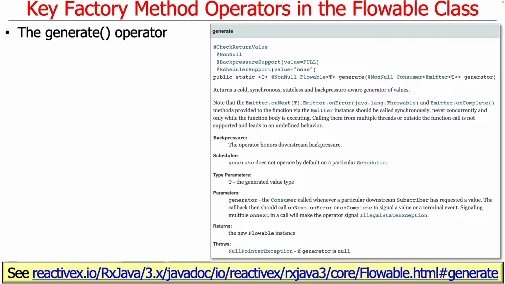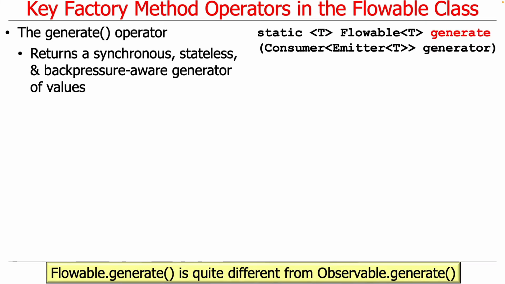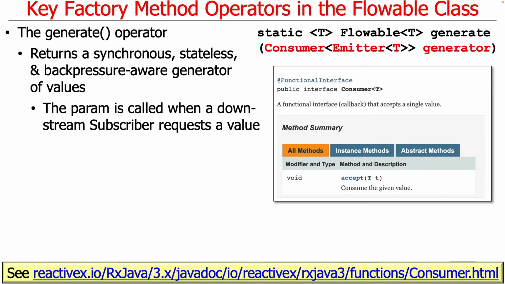The generate operator returns a synchronous, stateless, and backpressure-aware generator of values, whereas the create method does not return a backpressure-aware generator of values. And another thing to note is that Flowable generate is quite different from Observable generate. Observable generate only generates one thing at a time, whereas Flowable can do this backpressure-aware generator.